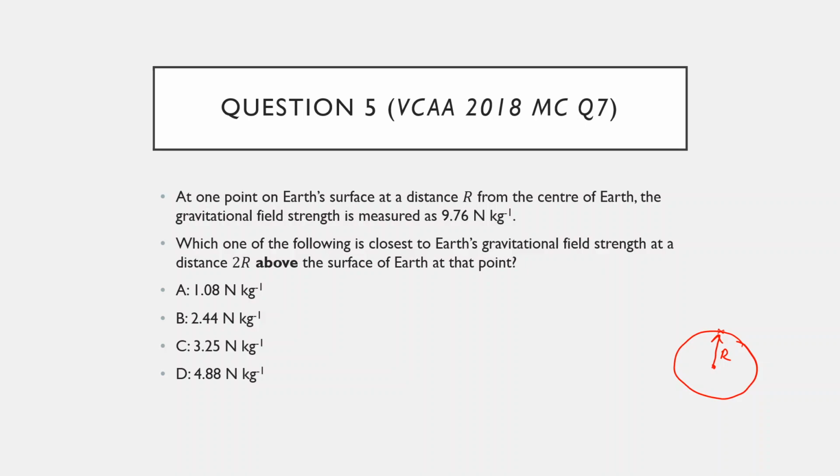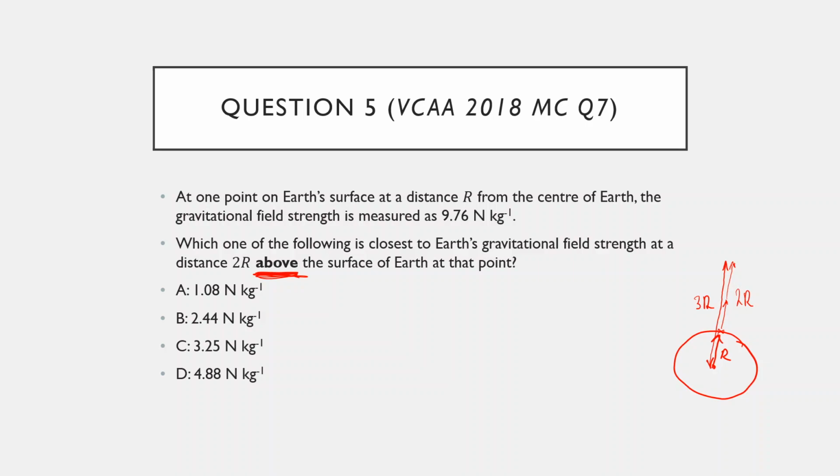Which of the following is closest to Earth's gravitational field strength at a distance of 2r above, in bold, very important, above the surface of the Earth at that point? So we have to now go from this point on the surface to an altitude of 2r. So that's 1r. There's 2r. That total distance is 2r. So what is the distance from the center of the Earth in terms of r? Well, we've basically tripled our distance. So the total distance from the center of the Earth is r plus another 2r, which is 3r.